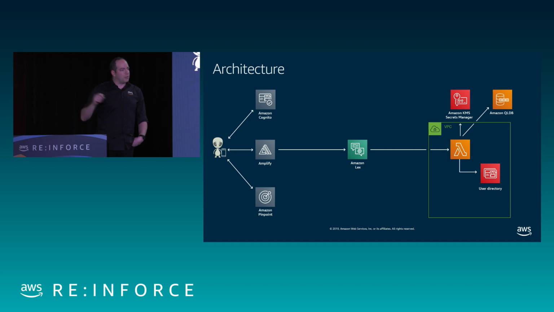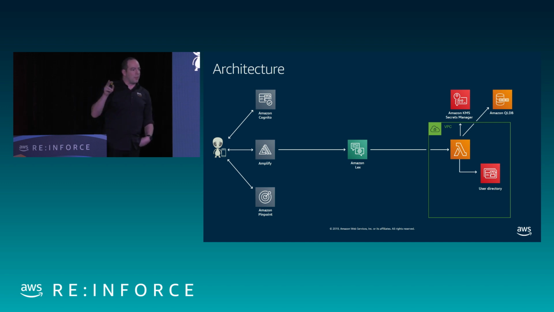But more than that, that Lex function is also integrating with Lambda, and Lambda is sitting inside of our VPC. So that means that we don't have to expose our directory to the internet. We don't have to open up any additional ports if your Active Directory is already sitting inside of an AWS account or accessible to an AWS account, and we can tap into that from the Lambda function.